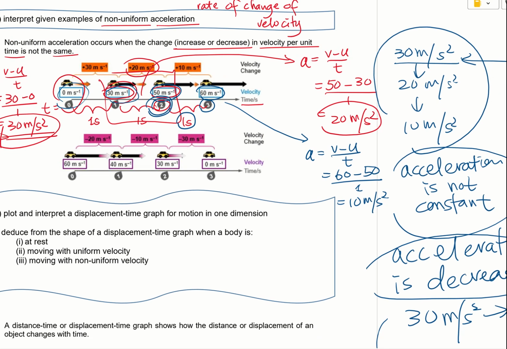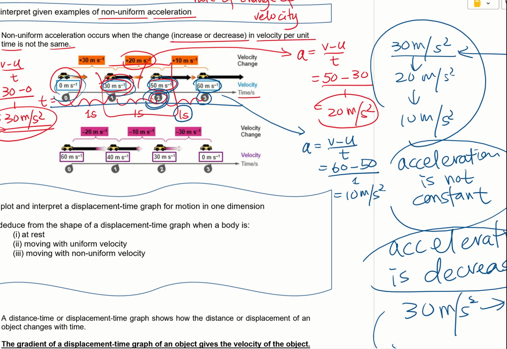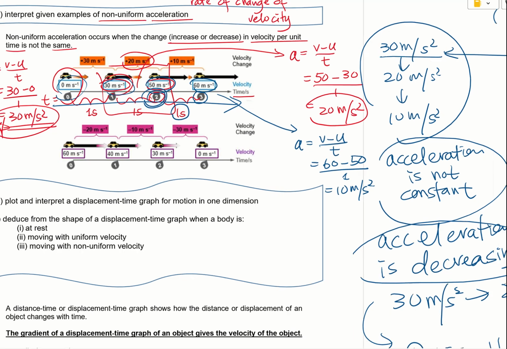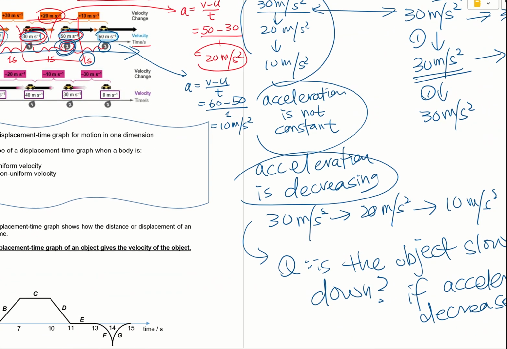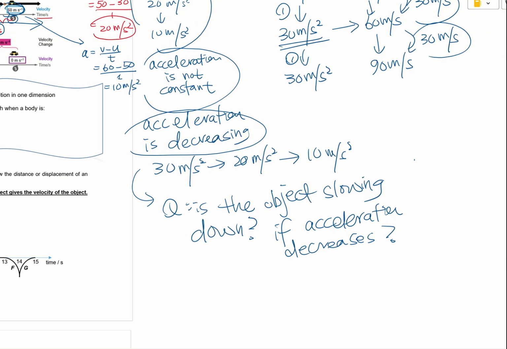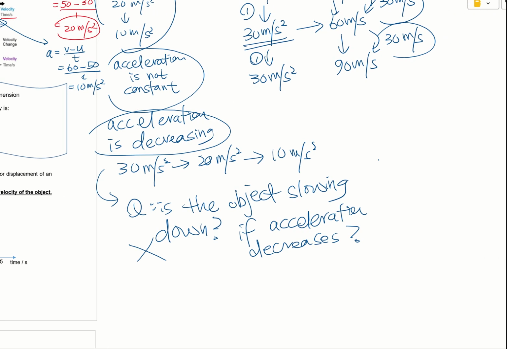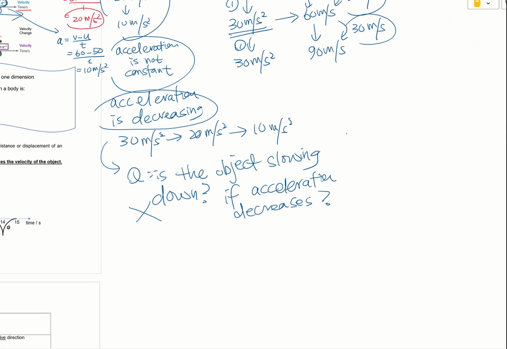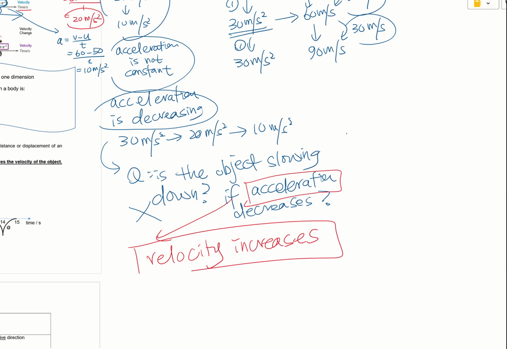meter per second square. But you see that overall, the velocity is still increasing. It went from 0 to 30 to 50 to 60. It did not slow down. So no, the object is not slowing down if acceleration decreases, because the word acceleration means that velocity increases.